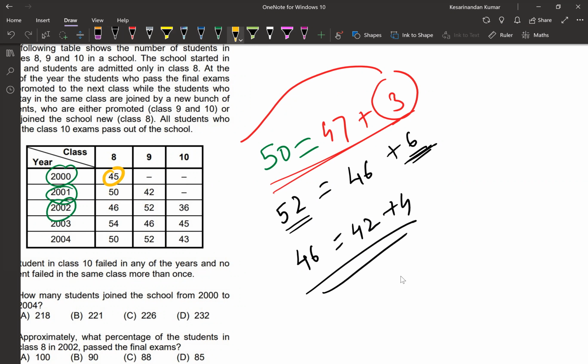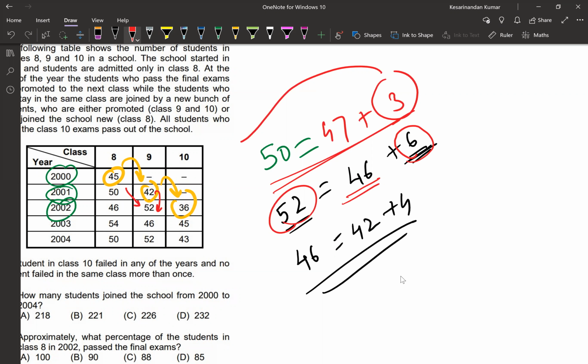So from 45 to 42, you understood this part? Yes. From 42 to 36, you understood this part? Yes. So from 42 to 36, 6 students failed, right? Great. These 6 students will stay back here. So among this 52, 6 are the failed students. How many passed then? 46. So 46 passed from here, they should have come, right?